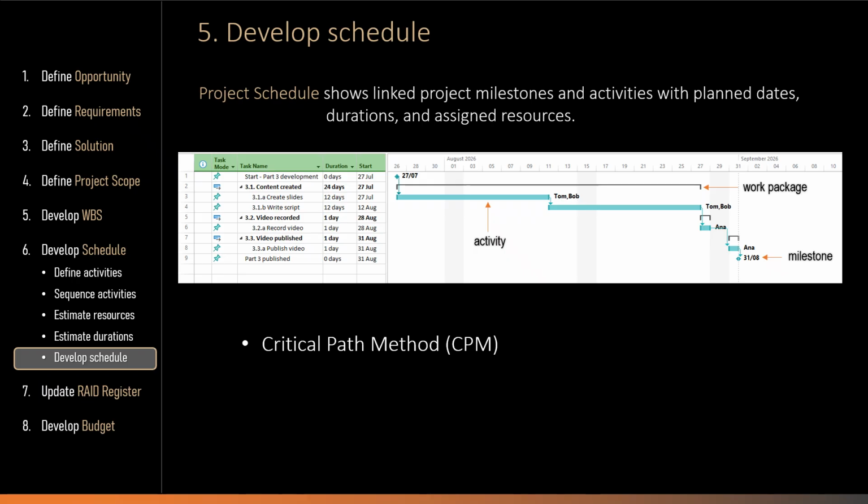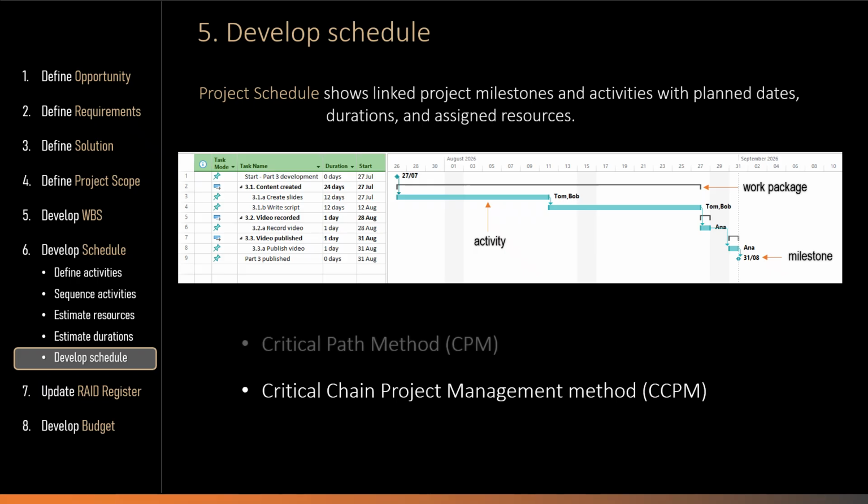The critical path method is the most widely used scheduling method. It focuses on identifying the longest sequence of interdependent activities that determines the minimum project duration. However, while use of CPM is most common, it is not the most effective approach for planning and controlling project execution. A more effective approach in many situations is critical chain project management.